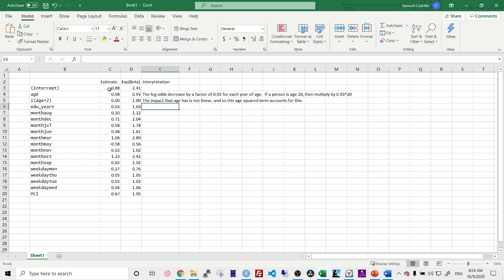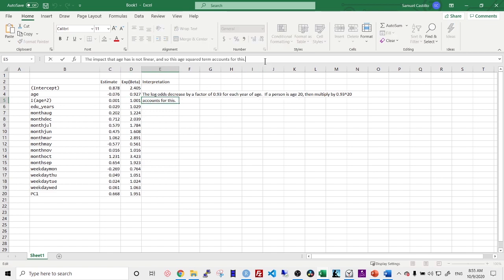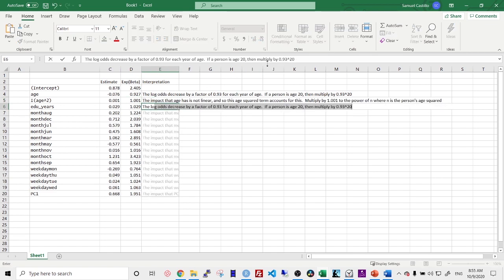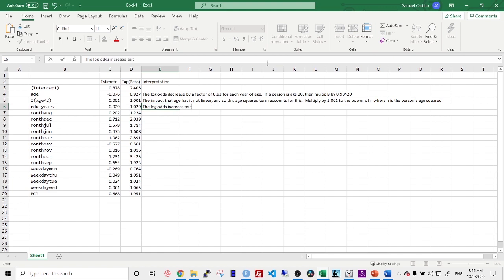And I'll increase the decimal points here so that it's easier to read. And so this shows that you also multiply by 1.001 to the n, where n is the person's age squared. And so the log odds increase as the person's education increases, multiply by 1.029 to the n, where n is the person's years of education.